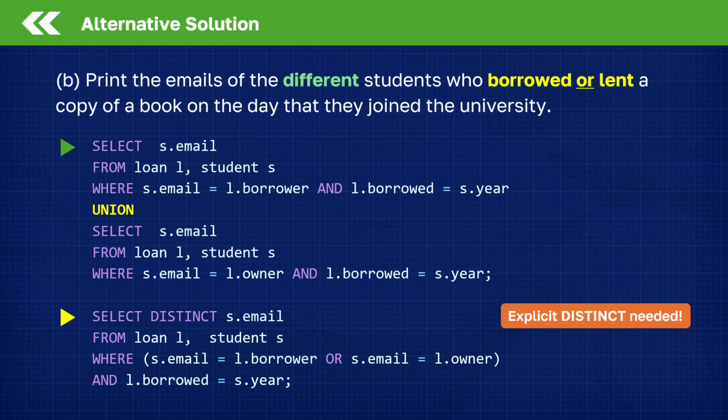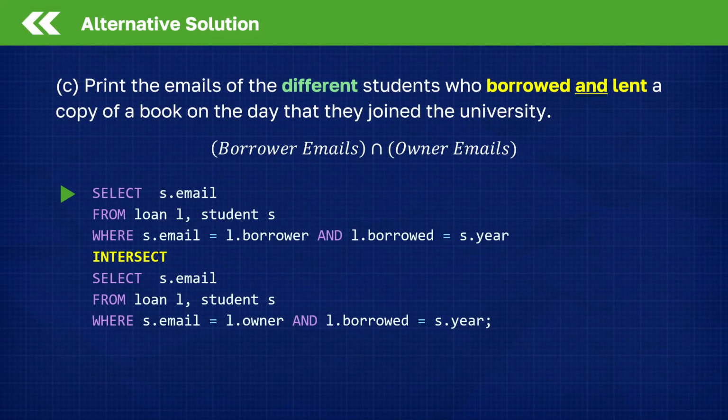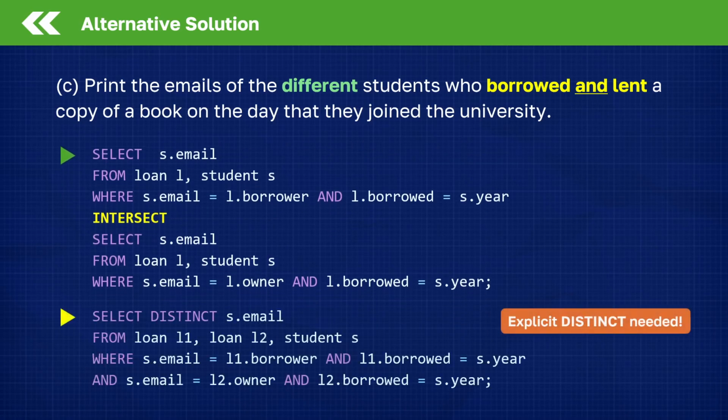Now, when it comes to set intersection, it's a bit more complicated because when you want to get the students who borrowed and lent at the same time, you cannot just simply use one student table. You cannot just use one single loan table because now you're trying to say that this student lent and borrowed the same book, which is not possible. So in that case, you will have to put two different loans to show that there will be two entries, or maybe at least one entry where the student borrows and lends.